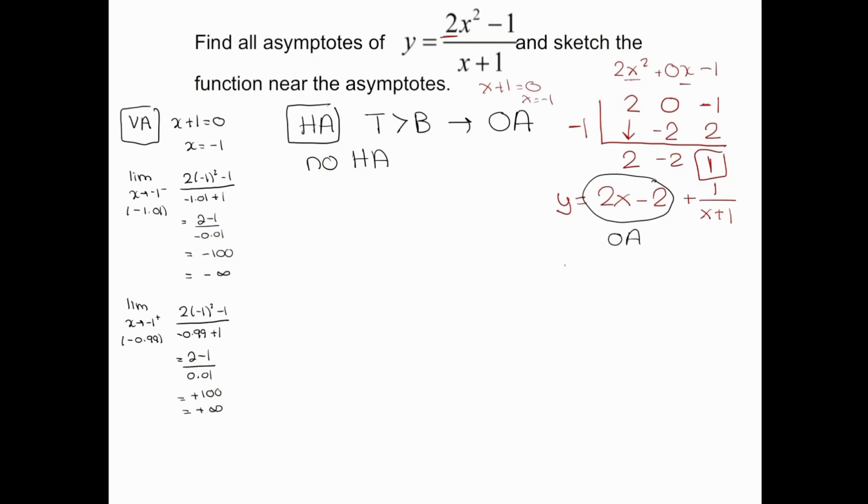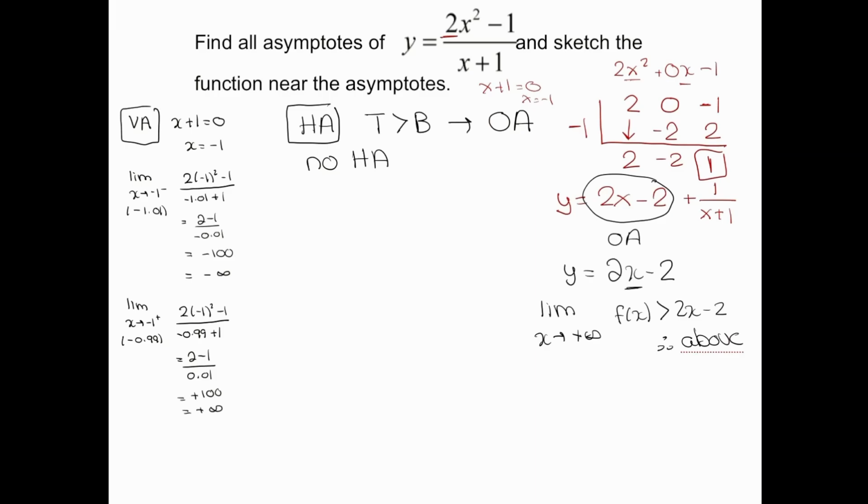Our oblique asymptote is going to be y equals 2x minus 2. So now we want to think about the limits, what's happening as we approach positive and negative infinity. So my limit as x approaches positive infinity first, I think we can see that x is going to get bigger and bigger. So we could say that f(x) is going to be greater than 2x minus 2. Therefore, it's going to approach this asymptote from above.